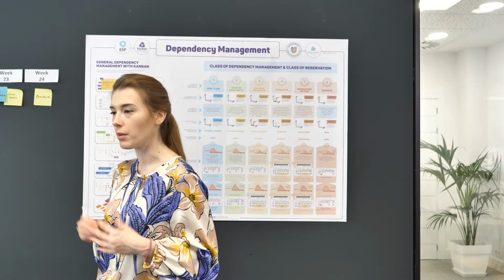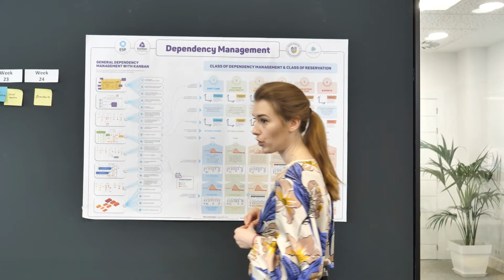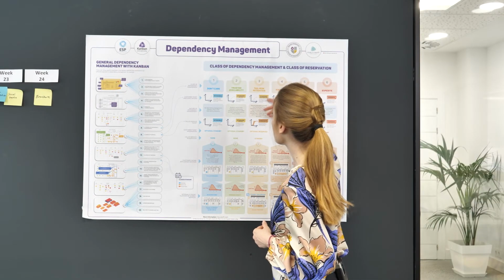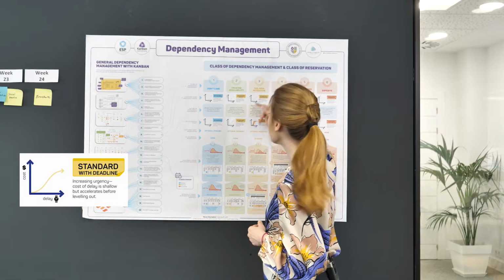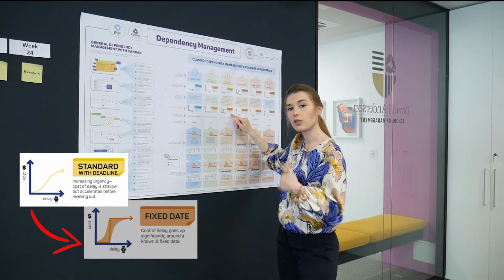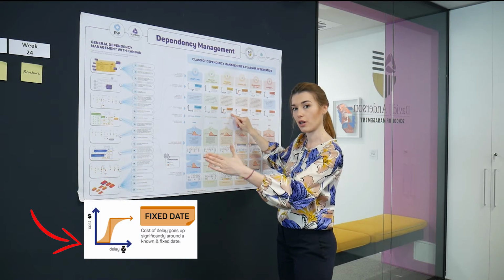I have used Menta Triage Decision Support application or Triage Tables, and I have identified that my class of service is standard with deadline. I know that in this case I need to use some extra dependency management advices because I want to deliver in time. I go to Dependency Management Poster and I see here that in case of standard with deadline, I need to change the class of service to a fixed date for the called service.